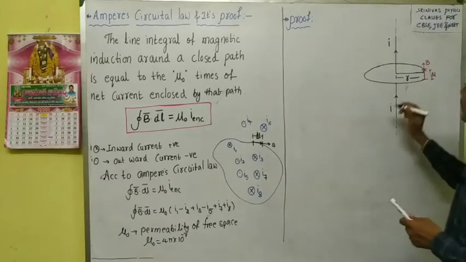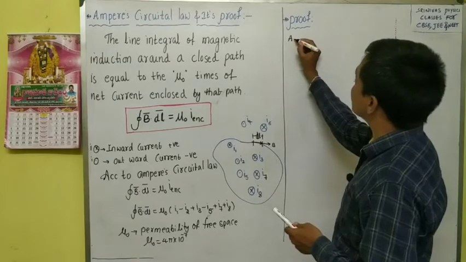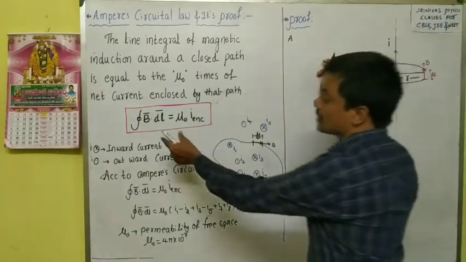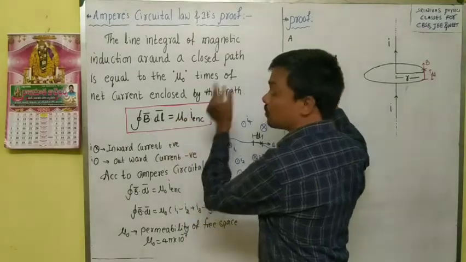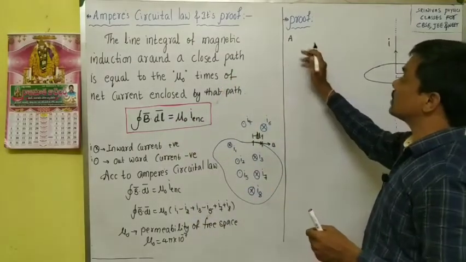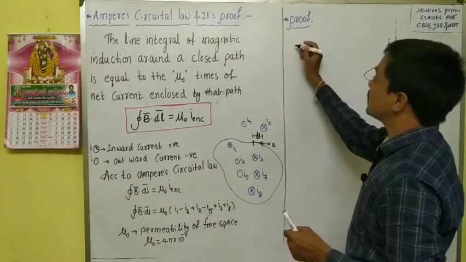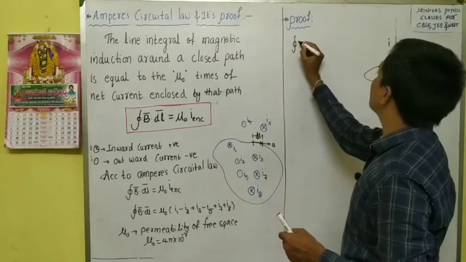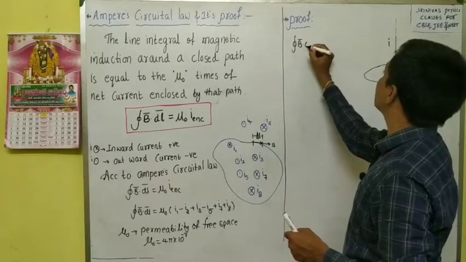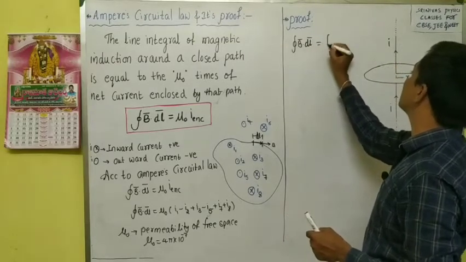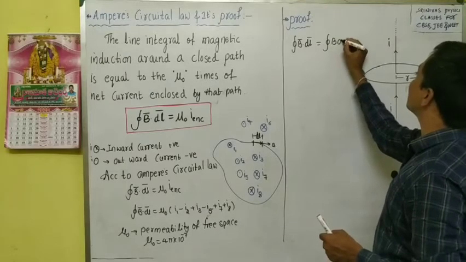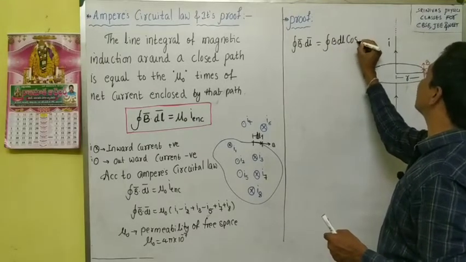And look at here very carefully. I want to prove the Ampere circuital law. For that I will take the left side and prove it is equal to the right side. I want to find out the integration B bar dot dl bar. We know the formula A bar dot B bar equals AB cos theta. Here we have to write B dl cos theta.